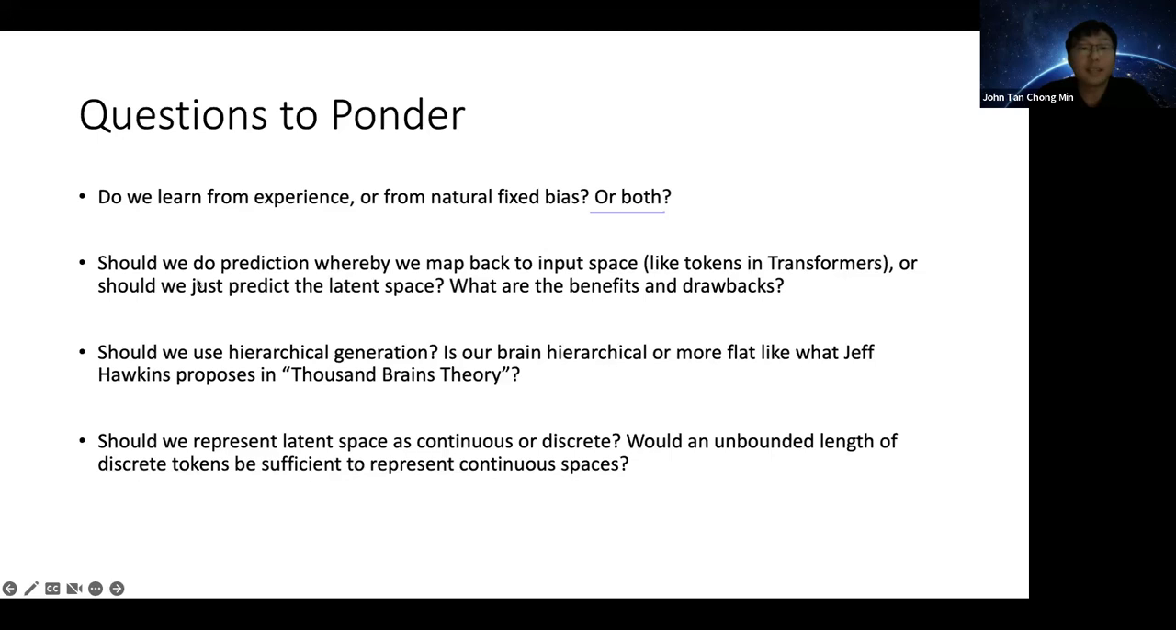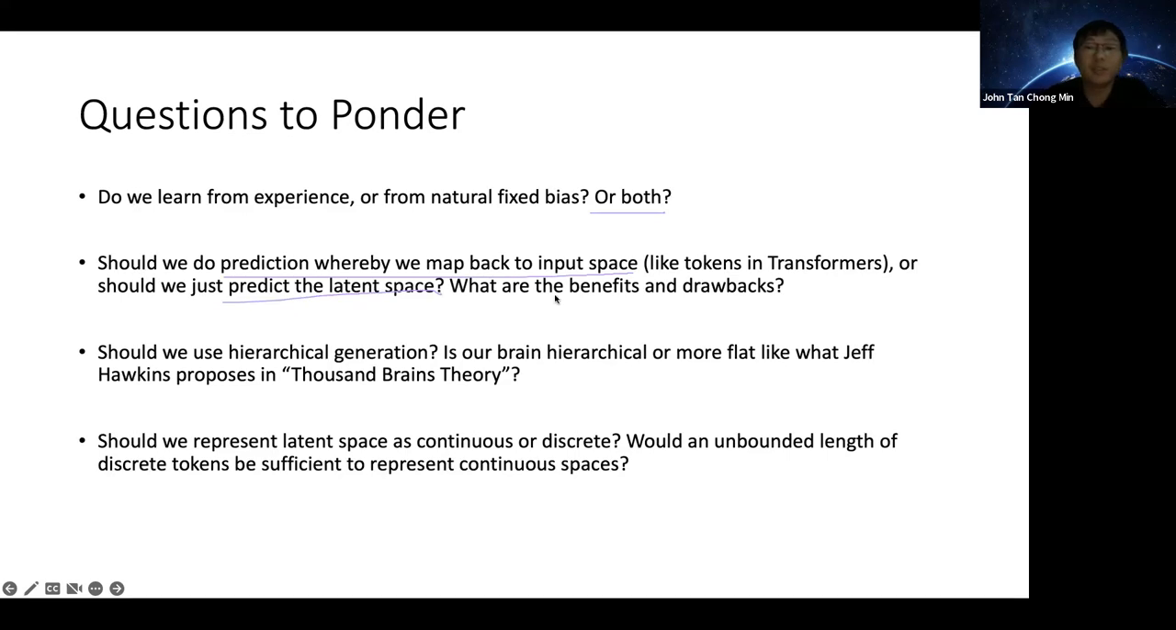Okay, so the next part. Should we do prediction whereby we map back into input space, for example, reconstruction of the image, or should we just do prediction in the latent space? All right. So maybe I talk about my views before I ask for inputs. So my view is that we actually do the prediction only in the latent space, because that is what is really needed for decision-making. You don't have to reconstruct the original world again, right?